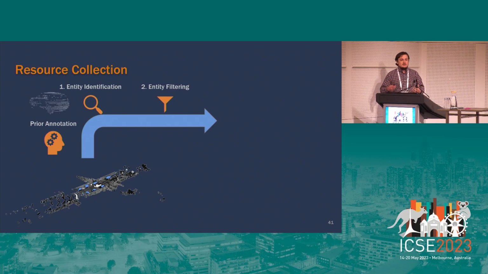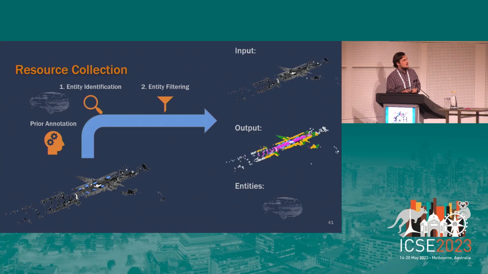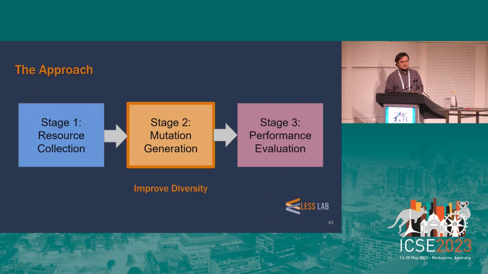But then we want to filter out these cars, only those that are going to be suitable to add into our test cases later that we can provide sufficient definition to in order to do our mutations later on. And so what we get at the end is this set of input-output pairs and a collection of entities in these environments that we can use to build our test cases.